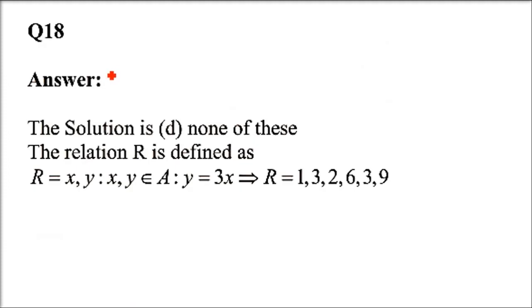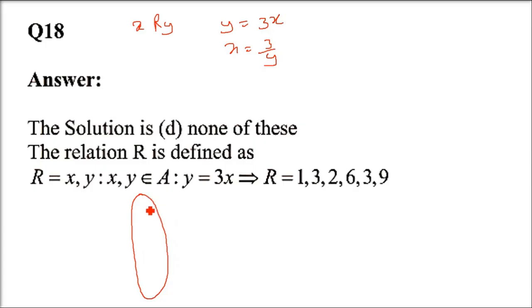18th question. Let R be a relation on the set A, 1 till 9, given by x related to y, where y equals 3x. So you can also call it x equals y by 3. Then, as I told you, we relate through sets, a kind of Venn diagram. So we have 1 till 9 written here, and here also you have to write 1 till 9: 1, 2, 3, 4, 5, 6, 7, 8, 9.